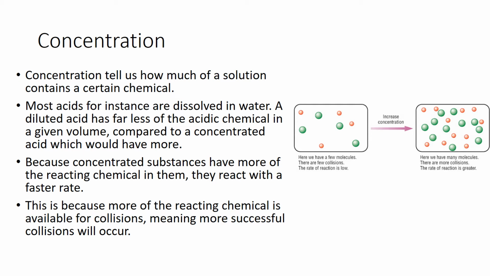But if we increase the concentration and look on the right side, we can see that we have far more of those green particles there, and those are our acid particles. So the one on the left would be a dilute acid solution, and then the one on the right would be a concentrated solution. Now, concentration will affect the rate of reaction.